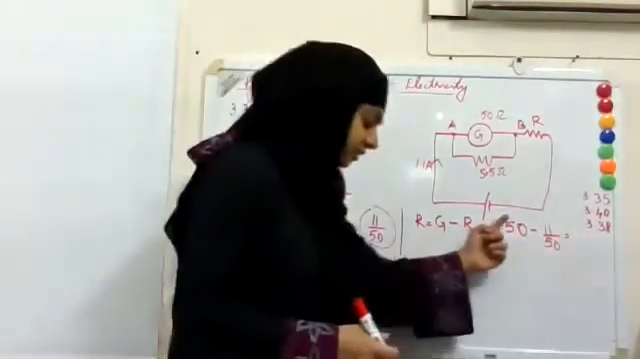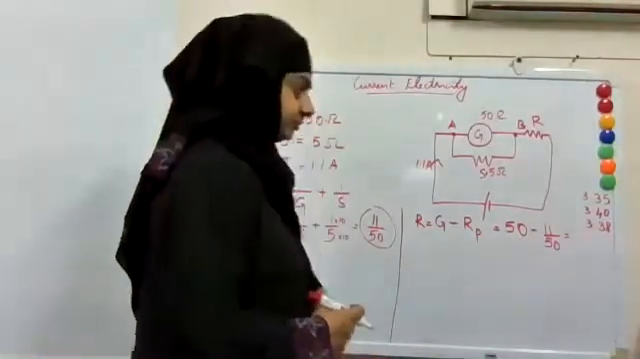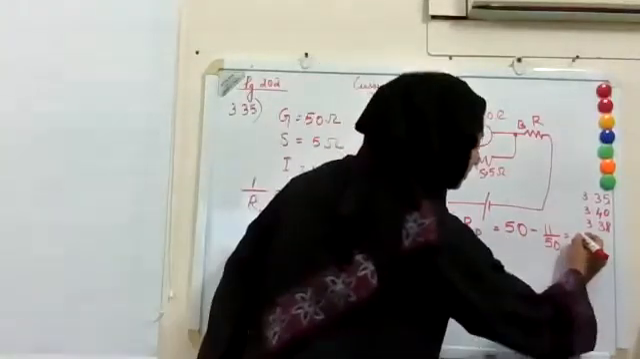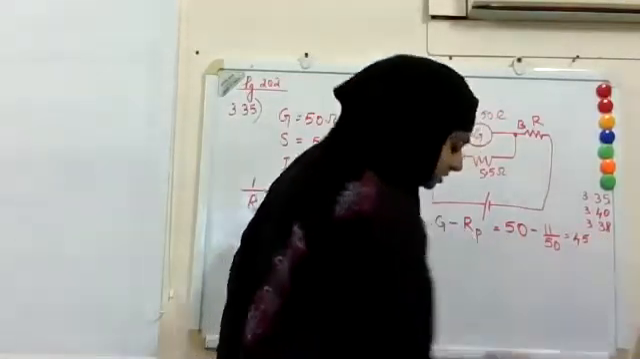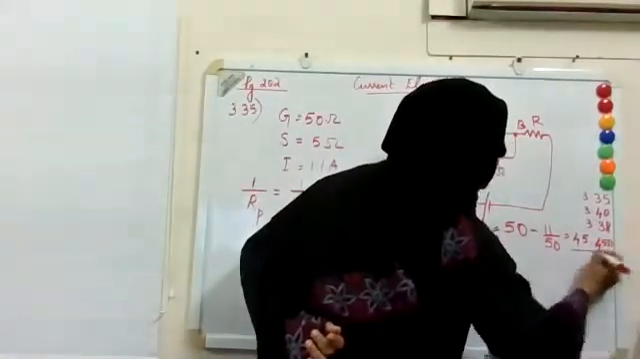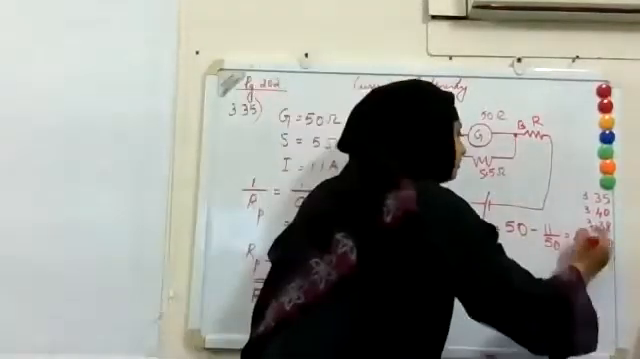What will be the answer when you calculate this? You can use the calculator and find. 45.45. Yes, it should be less than 50. So it will be 45.45.